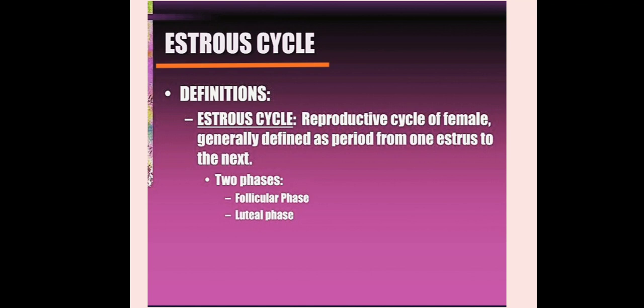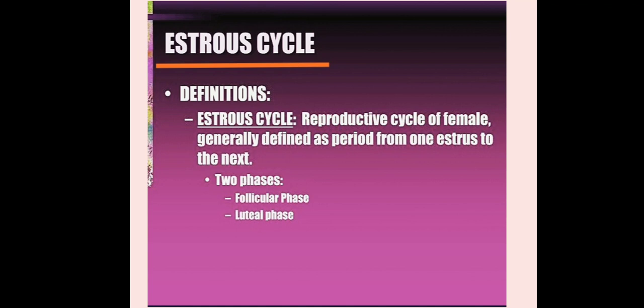All female of placental mammal show these cyclic changes during the reproductive phase. During this, there are changes in the hormone level like ovary, accessory duct, etc. Seasonal breeders exhibit these cyclic changes during favorable season of their reproductive phases, whereas continuous breeders repeat these cycles throughout the reproductive phase as they remain reproductively active throughout the life. Estrous cycle, when we define it, is the reproductive cycle of female, generally defined as a period from one estrus to the next. This continues until the death of mammal or animal.